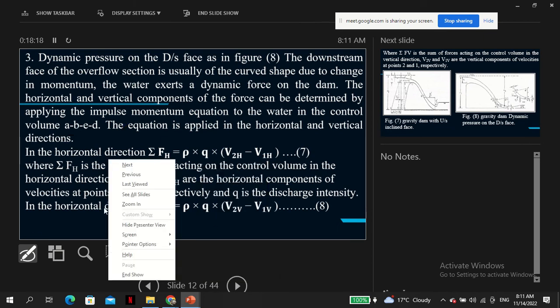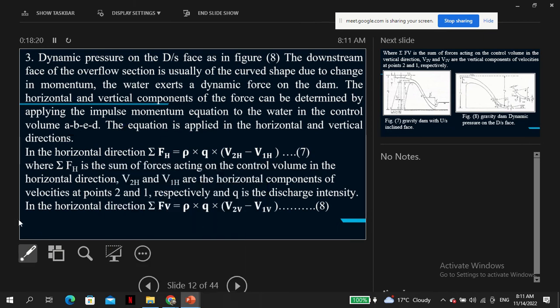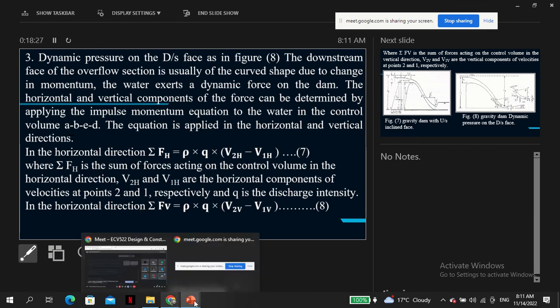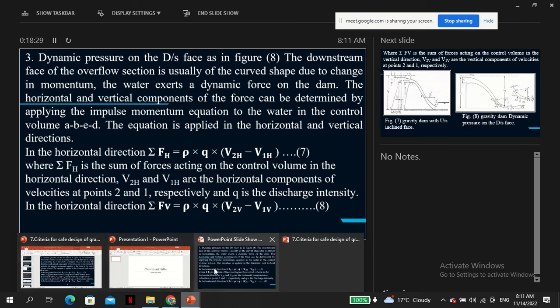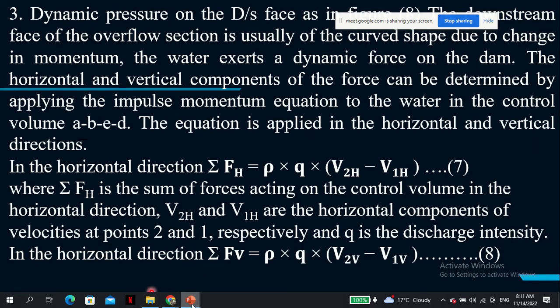So again, in the horizontal direction, something is wrong. So that's in the horizontal direction, and this should be in the vertical direction.